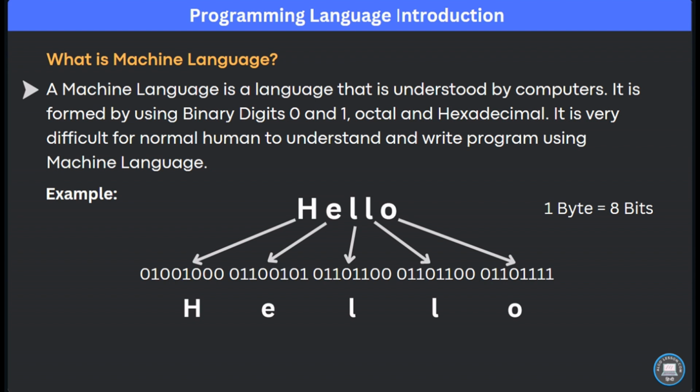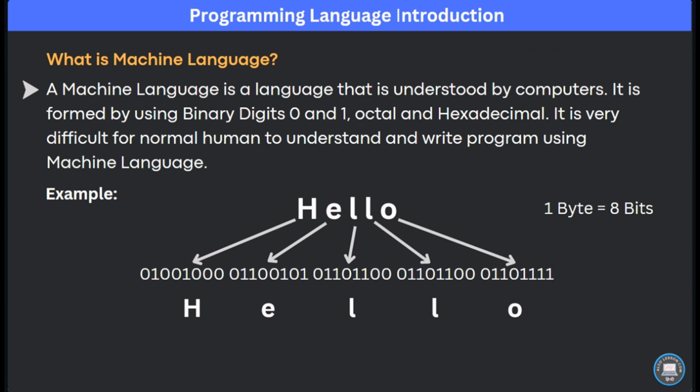And one thing I want you to note is that we are using 8 zeros and ones because one character or one alphabet takes 1 byte of memory, and 1 byte of memory contains 8 bits, so we are using 8 bits to represent one letter. So you can imagine how difficult it is to build an application using machine language.